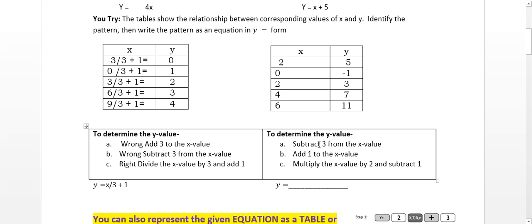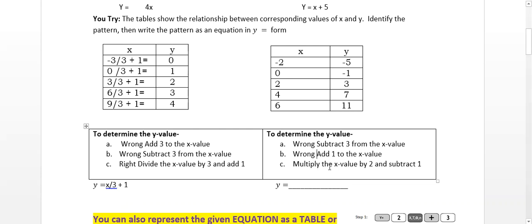Let's try subtracting 3 from the x value. Negative 2 minus 3 does equal negative 5, but we need to check all of them. 0 minus 3 does not equal negative 1. It's negative 3, so that one does not work out for us. Alright, so let's try adding 1. Negative 2 plus 1 equals negative 1, not negative 5. So then it has to be C, and let's just make sure.